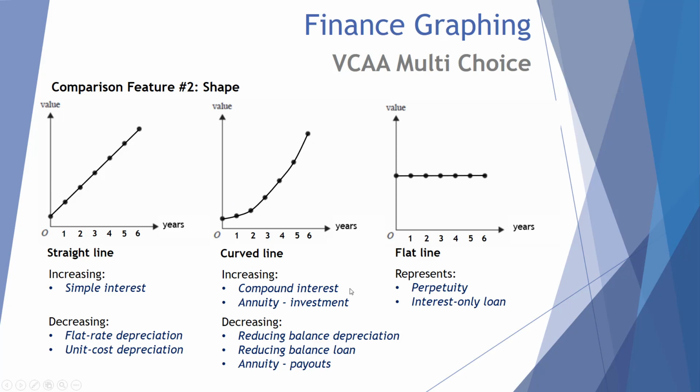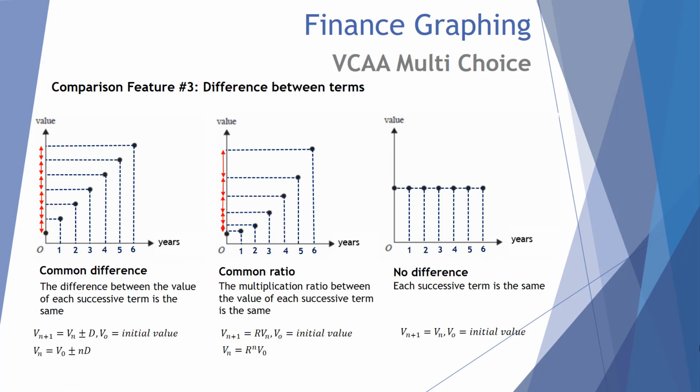Increasing could be an example of compound interest or an annuity investment, and decreasing could be reduced balance depreciation, reducing balance loans, or annuity payments. And finally, if you have a flat line where there's no variation whatsoever, this could be representing a perpetuity or maybe an interest-only loan. The third comparison feature is that of the difference between terms.